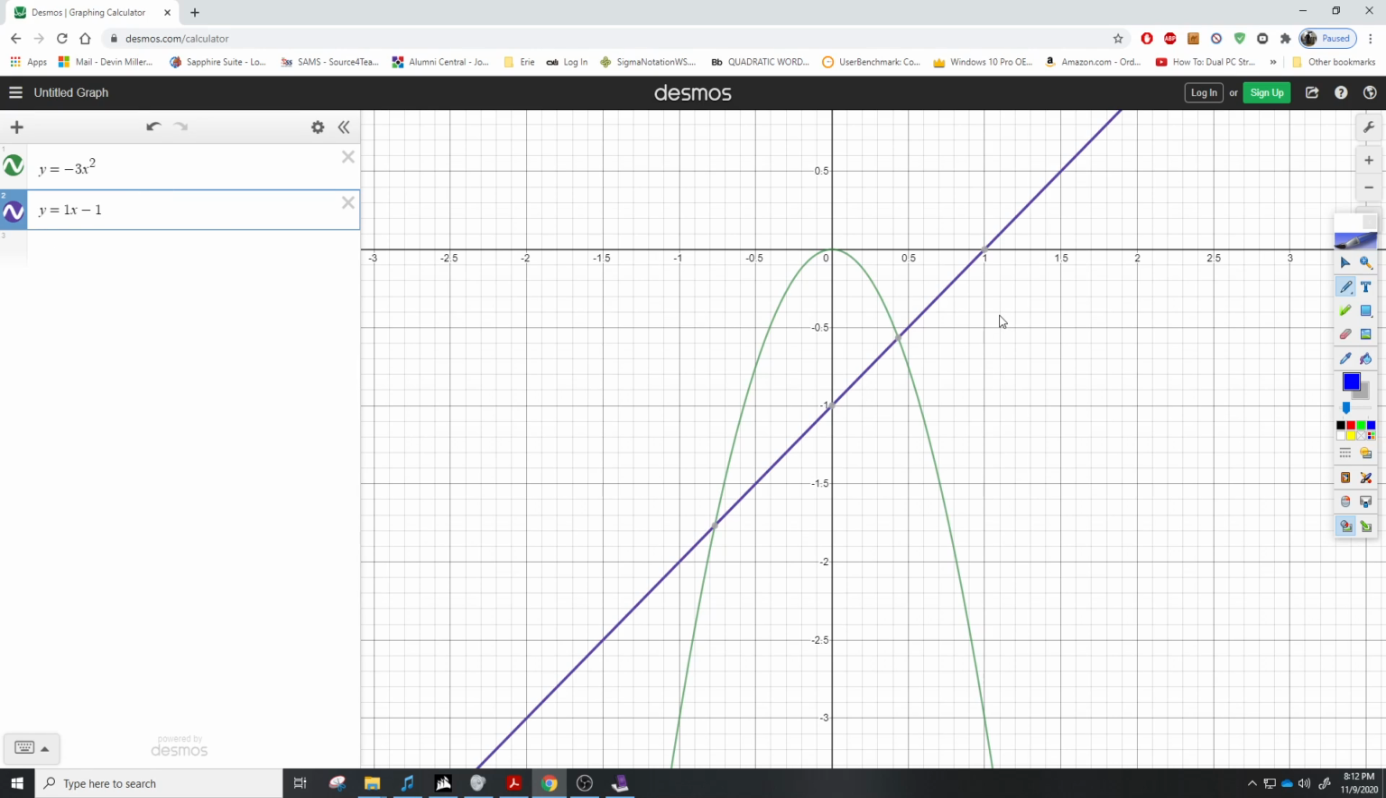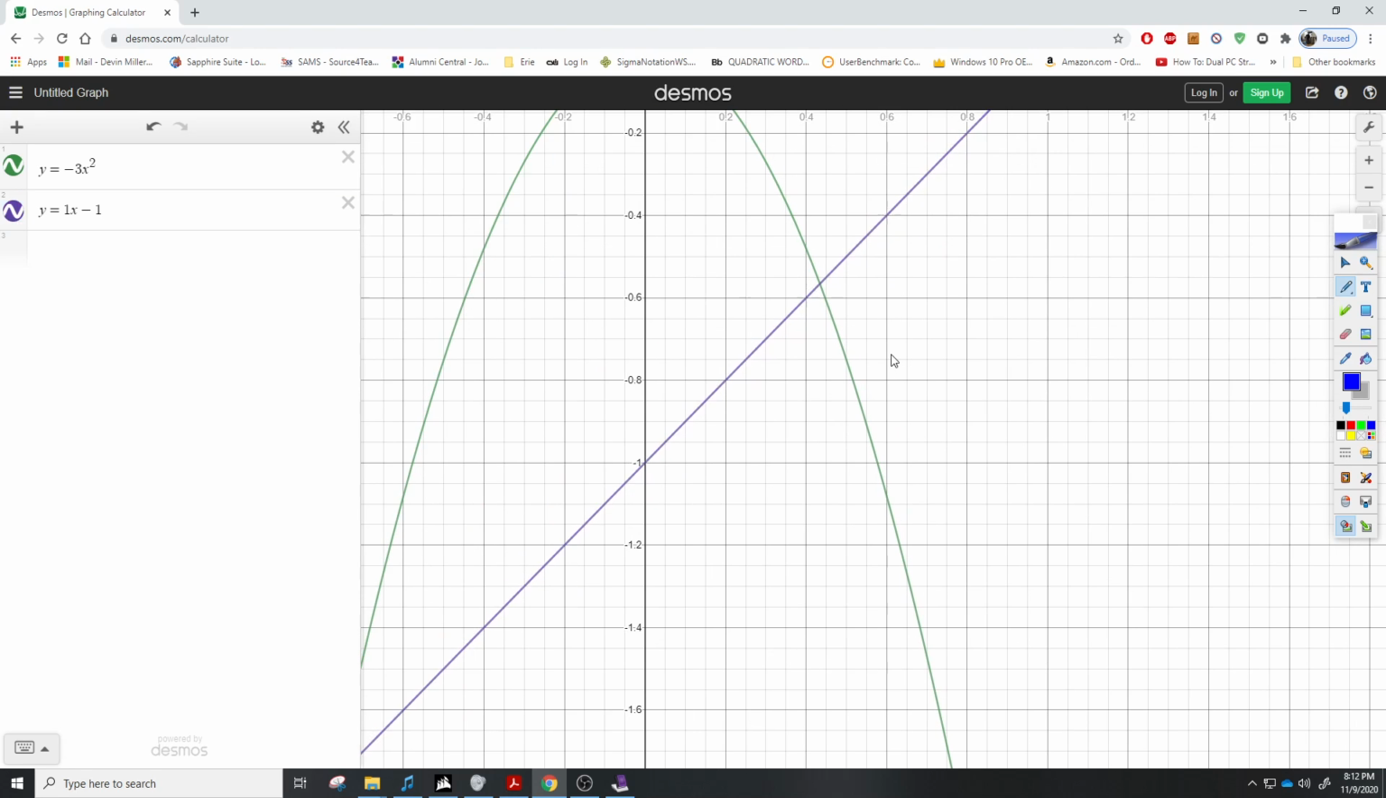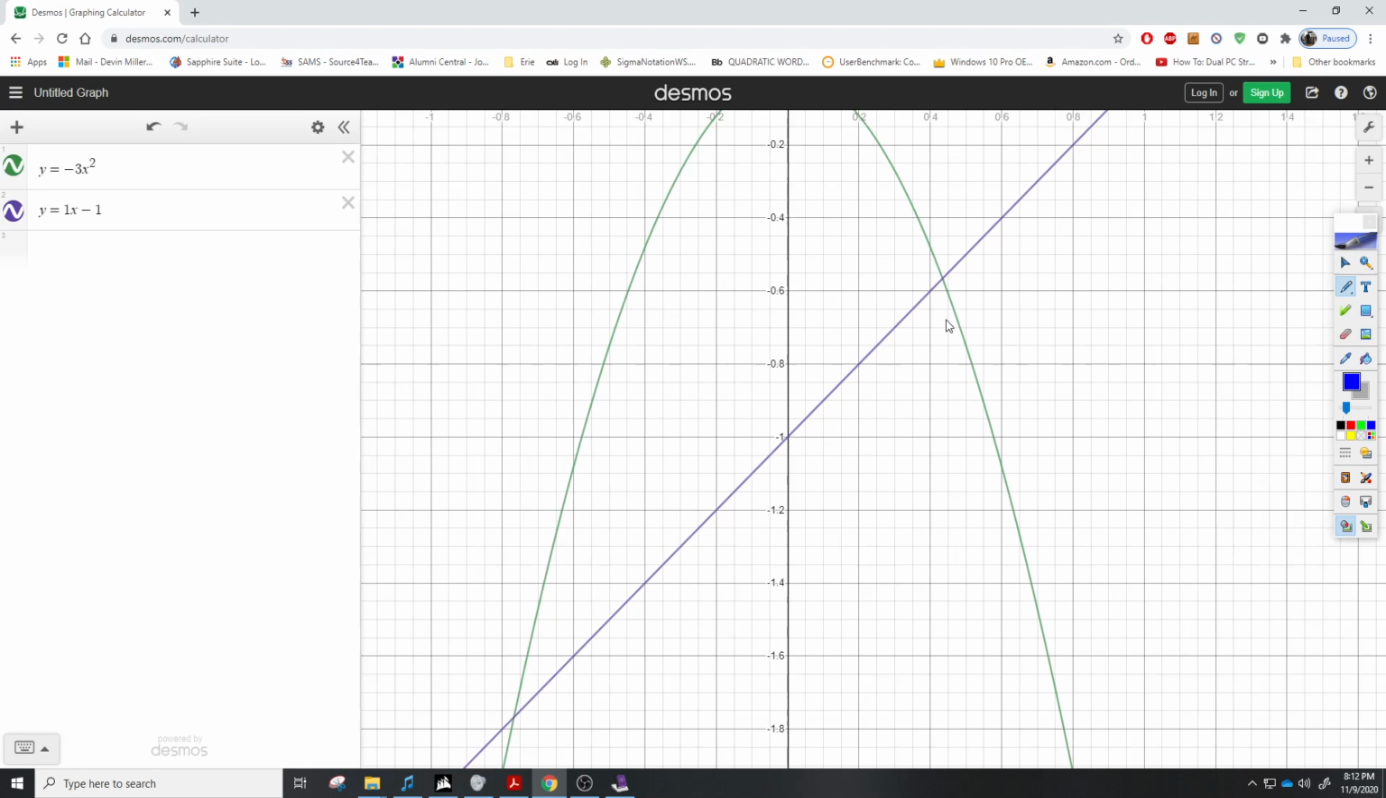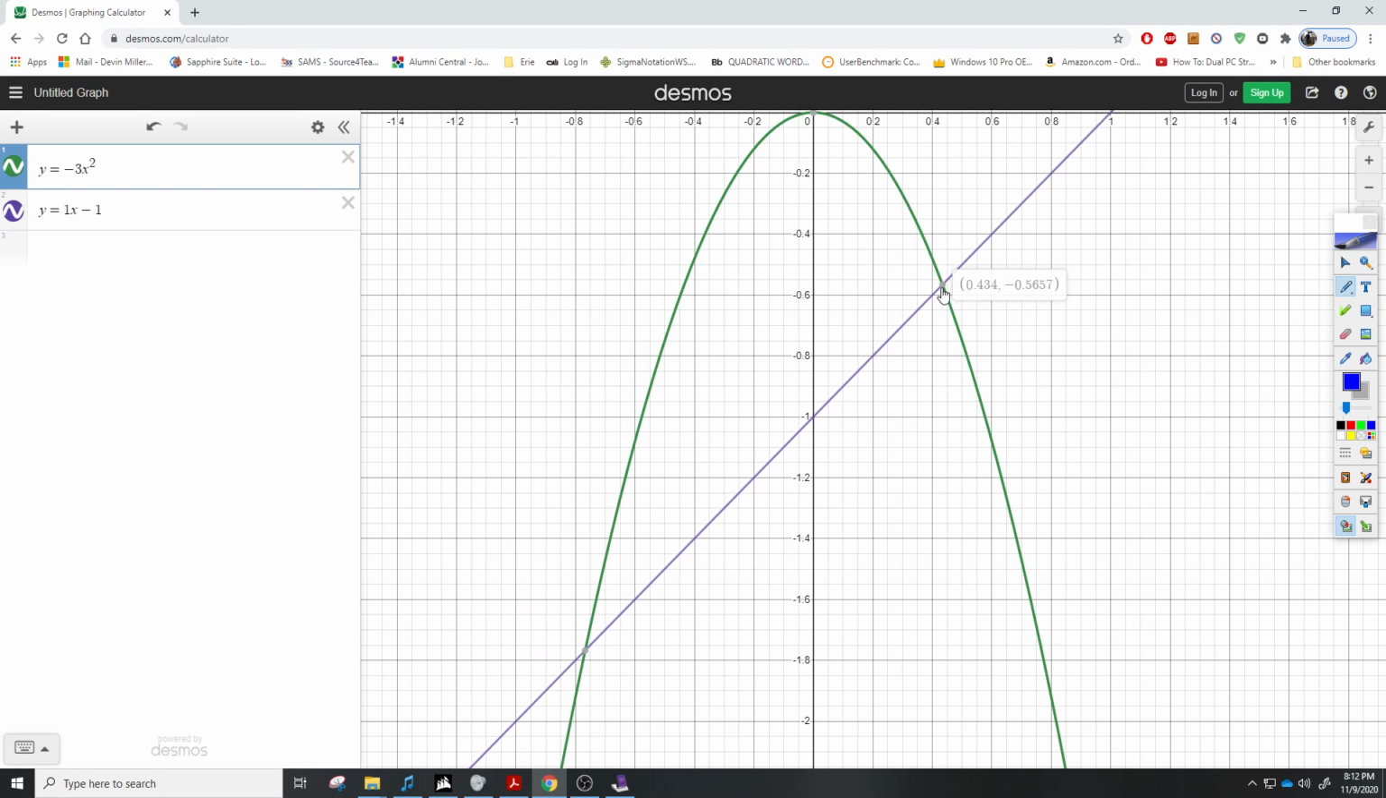There it is. Desmos is really nice because it just tells you the intersection points. If you see the little highlights here, it tells you where it crosses the y-axis, and where they intersect each other. If you zoom in here a little bit, right here, you can highlight them. There's your point of intersection. It actually intersects 2 times.